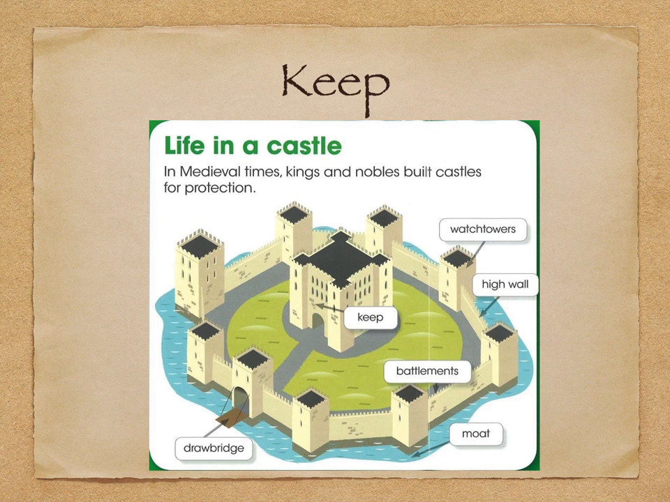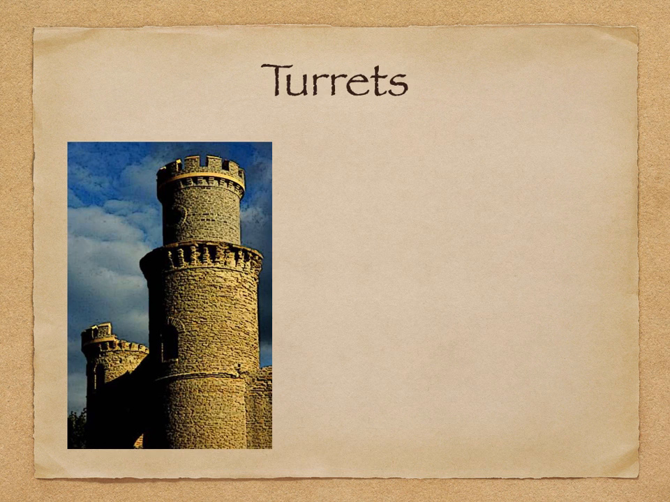Then we had the high walls, and on top of the high walls is an area called the battlements, and that is where the soldiers or the knights could walk along from tower to tower. So these towers, these watchtowers, are also known as turrets, and they would be kind of towers that came out of the building.